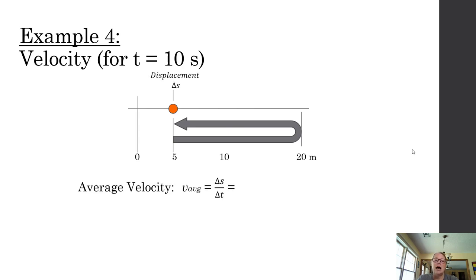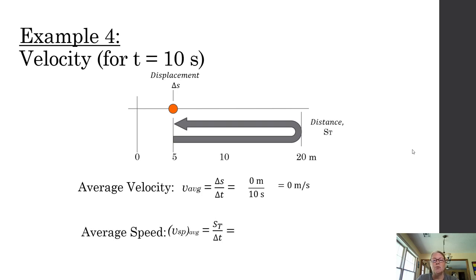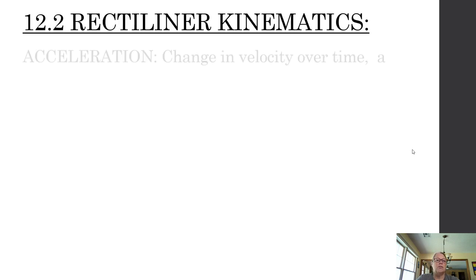Which brings us to, what if we start and stop at the same spot? I could have a 0 displacement, 0 meters per second for my average velocity. However, my average speed is going to be the entire path over the amount of time that it takes. Okay. And again, we're going to get to instantaneous shortly. That's going to involve more math.